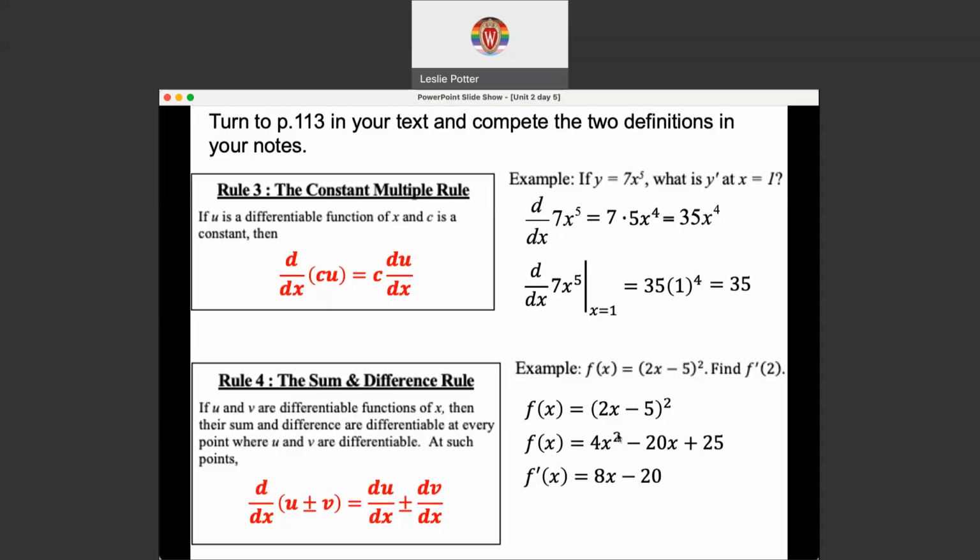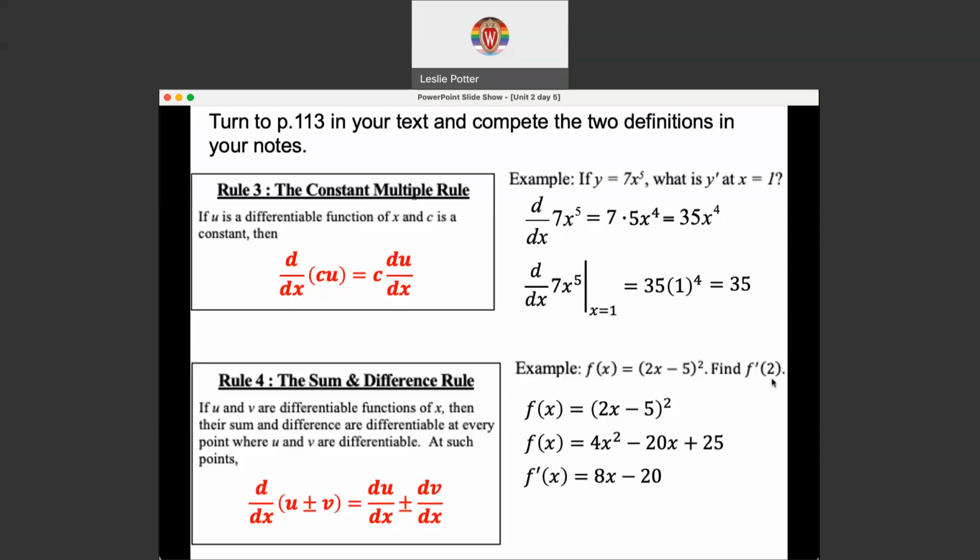So the derivative of 4x squared, bring down the 2, that's 8x. The derivative of 20x is just 20, because we're going to bring down the 1, and we're going to make this a power of 0. X to the 0 power means I don't write the variable x. And 25 is a constant, so the derivative of that is 0. So our derivative is 8x minus 20.